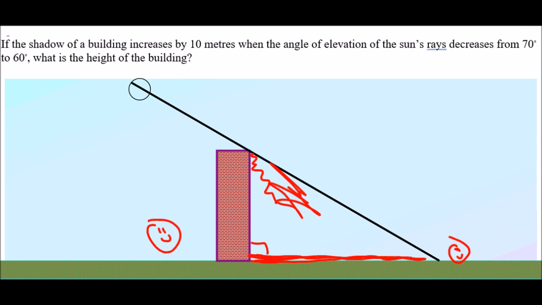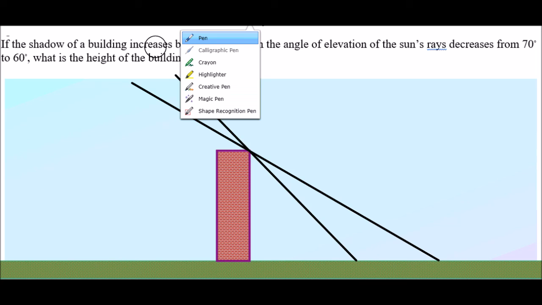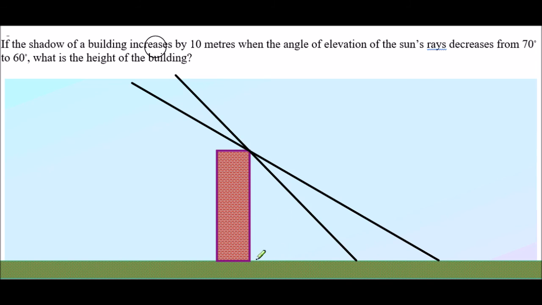So I'll just show you both of them. We have the original setting where the sun is at 70 degrees, and that creates this shadow. So let me just get a slightly thicker pen here. That creates this shadow, and that is when the sun is at 70 degrees in the sky. So this angle would be 70 degrees. Then the sun sets a little bit, so it goes from here down to here, so it's setting in the sky, and now I have a shadow that looks like this.